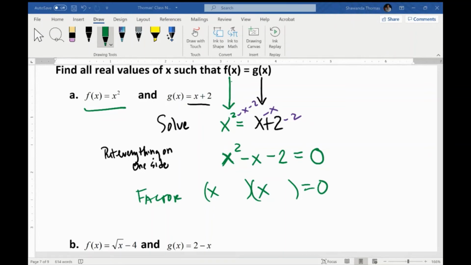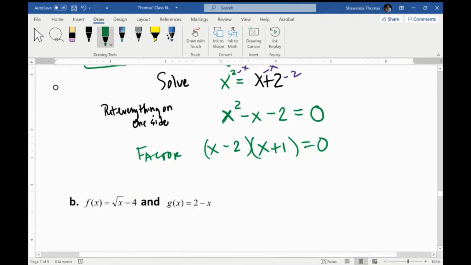Can someone tell me what factors of -2 will add to -1, other than Christina, Alicia, and Zoe? x minus 2 and x plus 1. Yes, -2 plus 1. Very nice. -2 times 1 is -2. -2 plus 1 will give us that -1 in the middle.